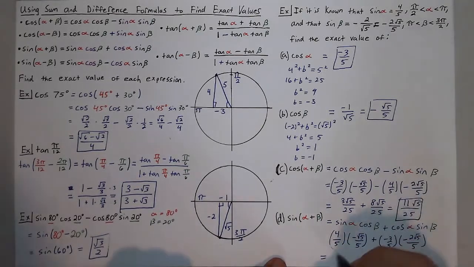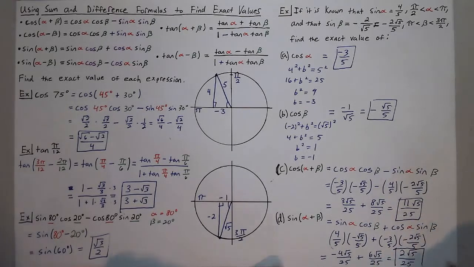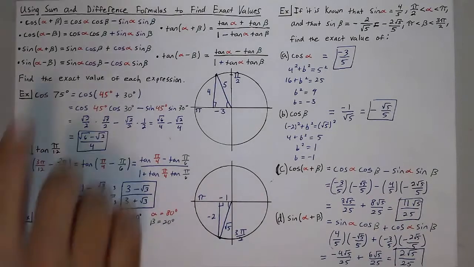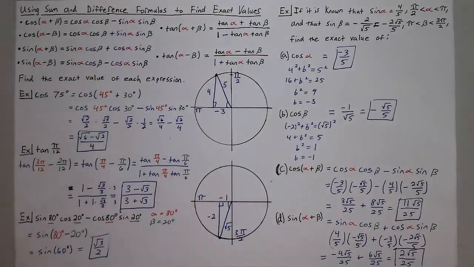So then multiplying together, I get negative 4 square roots of 5 over 25. And then this will be plus, because negative times negative makes it a positive, 6 square roots of 5 over 25, which altogether gives me 2 square roots of 5 over 25. And that is how you use the sum and difference formulas to find exact values.